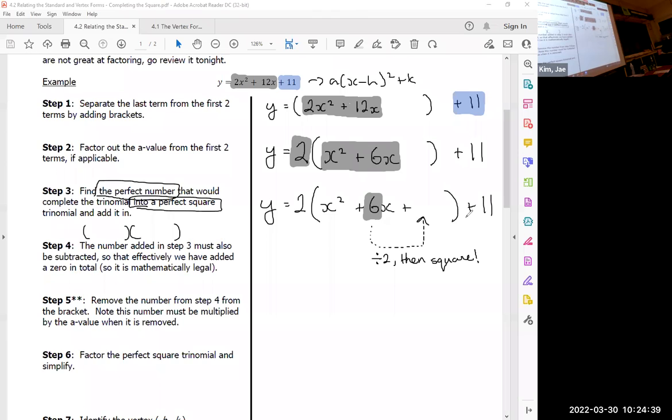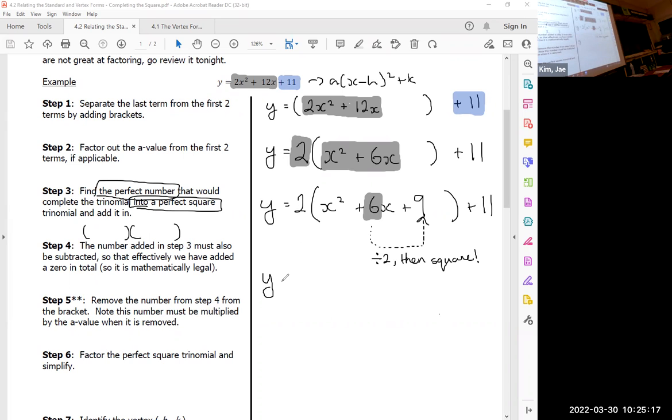So 6, divide that by 2 is a 3. Square the 3 is a 9. I want you to add a 9. I know that sounds really weird. Whatever that middle number is, divide by 2 and then square it. But right now, mathematically, can you say that this line is the same as the top line? No. So I did something illegal.